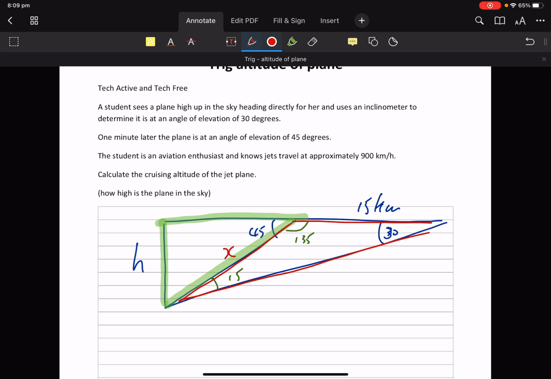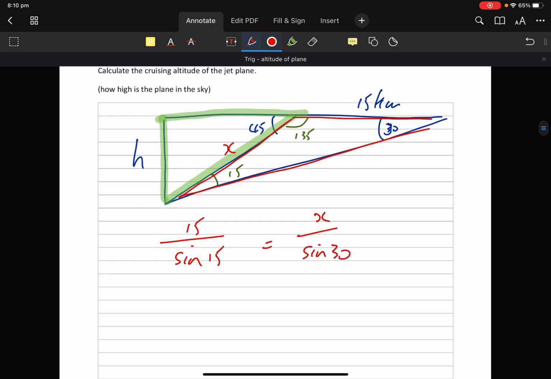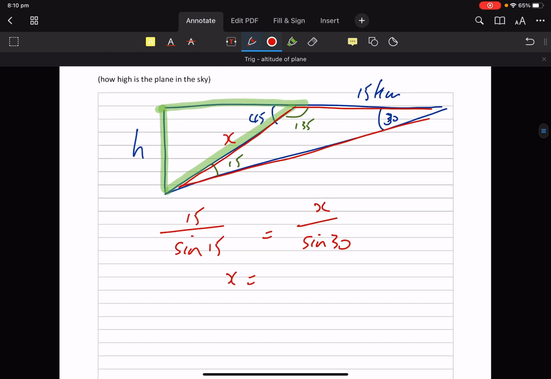So let's just go, that's X. So because I've got an angle and a side opposite, that's the sine rule. So I'm going to go 15 kilometers over sine 15 as the angle. Sorry about that, there's 15s everywhere. That will be X over sine 30. So my X will be, using my handy dandy calculator, 28.98.